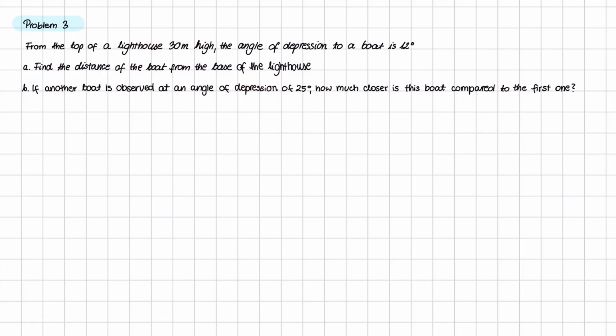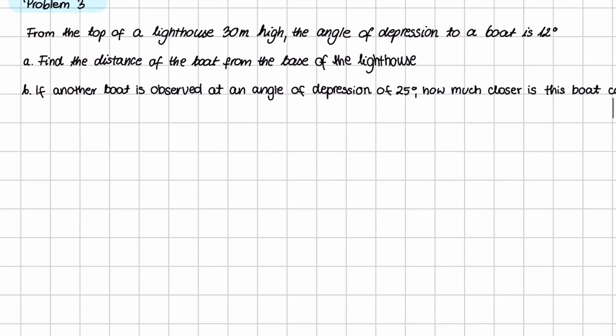Problem 3. From the top of a lighthouse 30 meters high, the angle of depression to a boat is 12 degrees. A. Find the distance of the boat from the base of the lighthouse. So firstly, let's recall what is the angle of depression and what is the angle of elevation, because we have angle of depression and angle of elevation that can appear in this kind of problems.